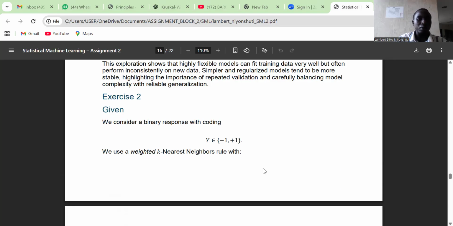Overall, this is what I have learned from question one, question two, and question three. The main takeaway is that when you have high dimensions like this, where P is large, a flexible model can fit the training data extremely well but may generalize poorly. Generalization is not good because of the higher dimensions.